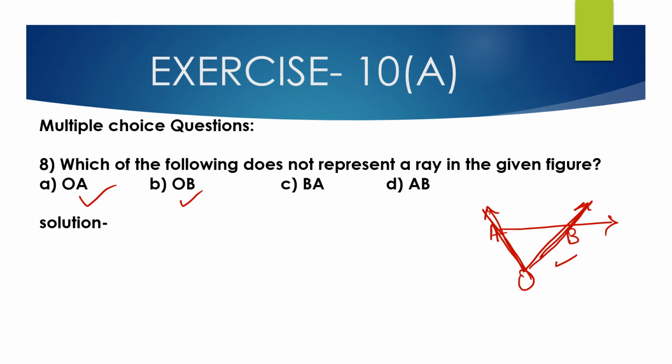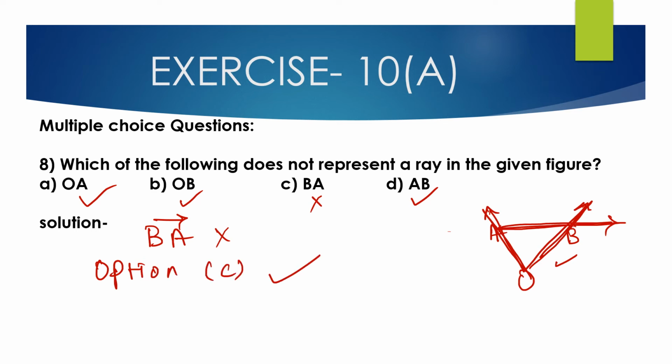BA. AB is a ray, but BA. Here A is not continuously extended. Here A is stopping. This A is not extended, so this BA is not a ray. So option BA is not a ray. So option C, BA does not represent a ray.